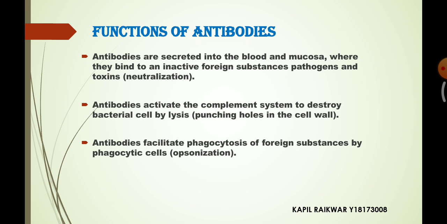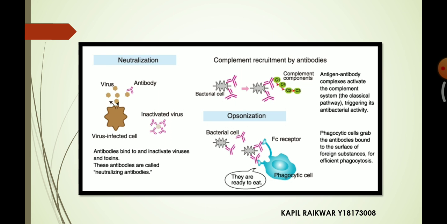Antibodies are secreted into the blood and mucosa, where they bind to and inactivate foreign substances, pathogens and toxins. Antibodies activate the complement system to destroy bacterial cells by lysis, that is, punching holes in the cell wall. Antibodies facilitate phagocytosis of foreign substances by phagocytic cells. This diagram shows how neutralization and opsonization take place.